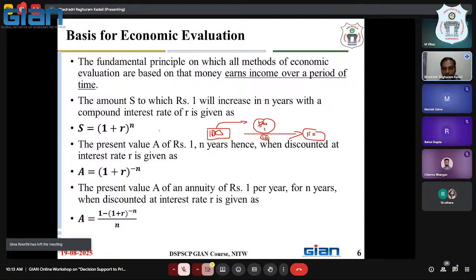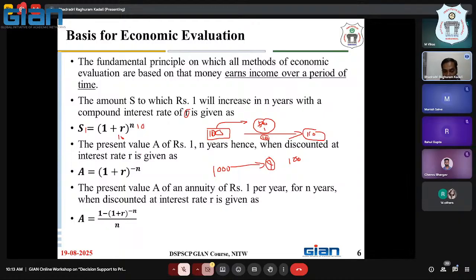That's the way we are trying to understand the amount to which 1 rupee will increase in n years with the compound interest rate of R. So if you are taking a compound interest rate of 10% corresponding to 10 years, what is the value of 1 rupee at present? Suppose instead you want to have 1000 rupees now, then how many years will it take if you are investing something like 100 rupees? That also can be added, or you can also reverse this.